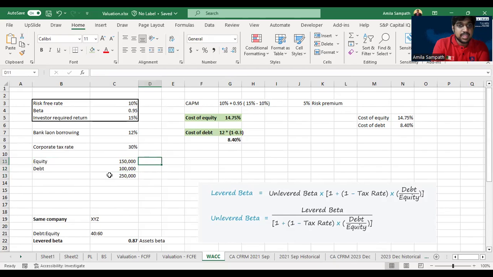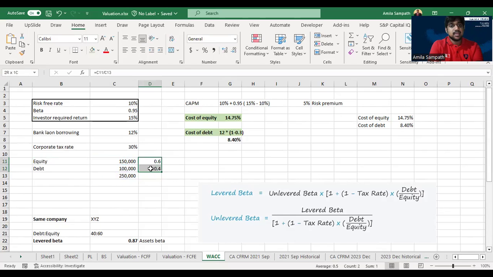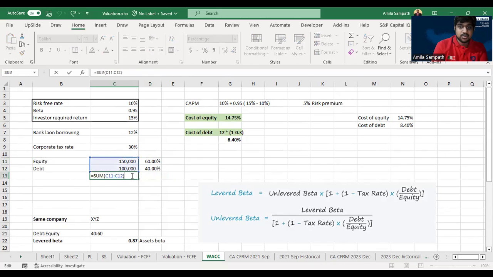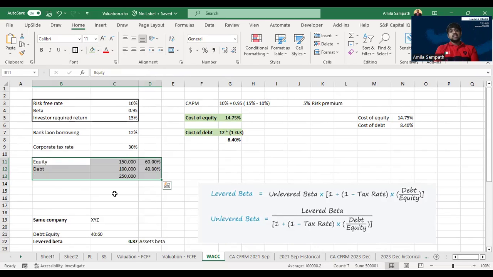Then we can identify the weight of equity from the total as 60%, and debt as 40%. Our equity is 60% of our total fund finance, and debt is 40%. 250 is our total fund finance. From this, 60% is equity, 40% is debt. We can say our debt to equity ratio is 40 to 60.